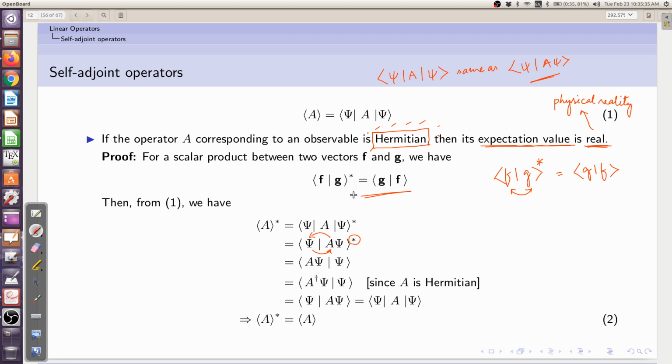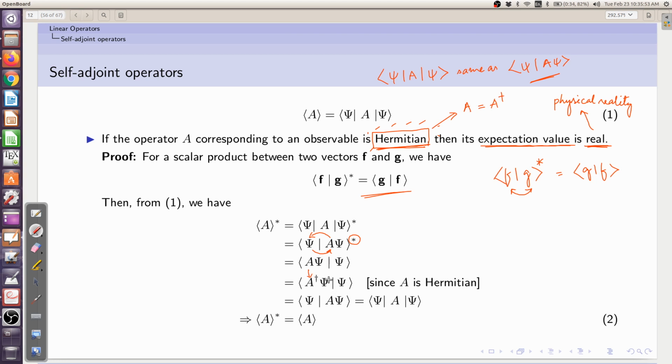Now what have we assumed? We have assumed that A is Hermitian. So if A is Hermitian, that means A must be equal to A dagger. If A is Hermitian, then A must be equal to A dagger. So this A I replace with A dagger over here.